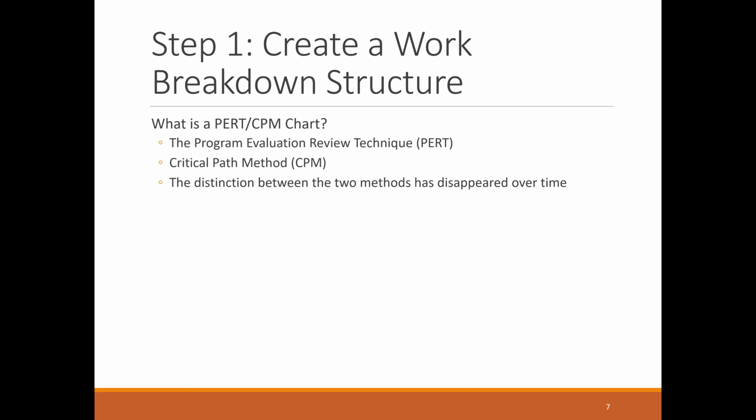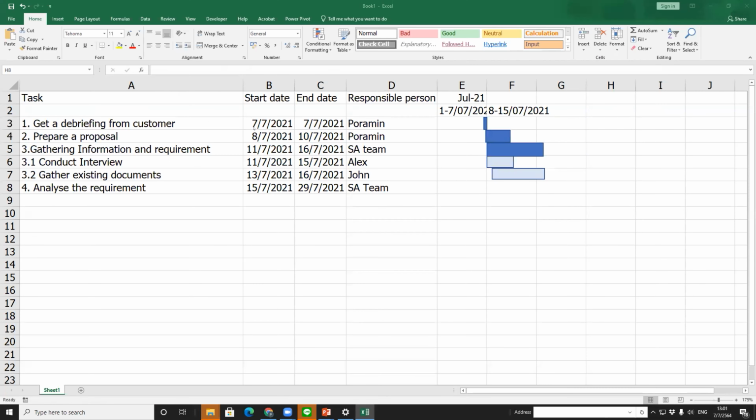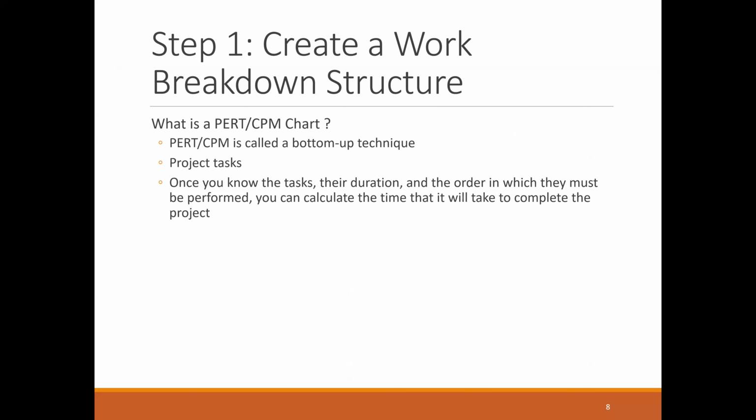Now, for PERT and CPM, what are they? I'll talk about this chart next. PERT CPM is called a bottom-up technique. What does it mean? The one that we prepare in the Gantt chart is top-down, because in the Gantt chart you see all the tasks in the list, from the bigger picture to the small one. That's why we call it top-down. While for the PERT or CPM chart, we have each task and we combine all the values together to see the bigger picture. That's why we call it a bottom-up technique.